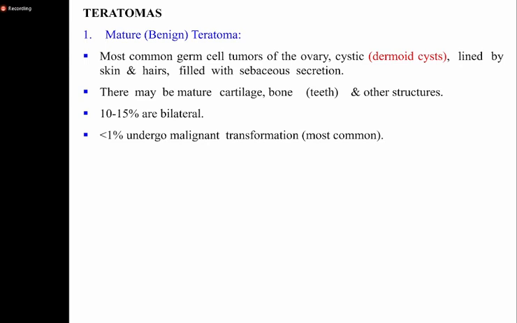Remember, they arise from totipotential cells. So they can differentiate along all three germ layers. 10 to 15% tend to be bilateral. Fortunately, less than 1% undergo malignant transformation.